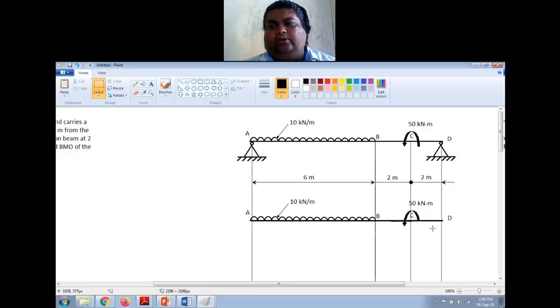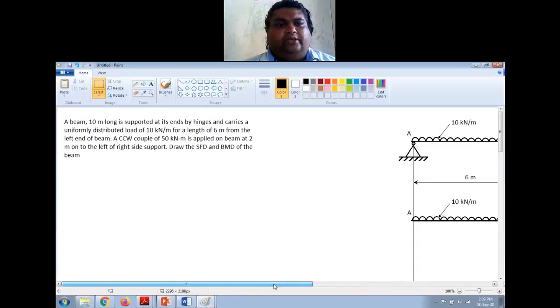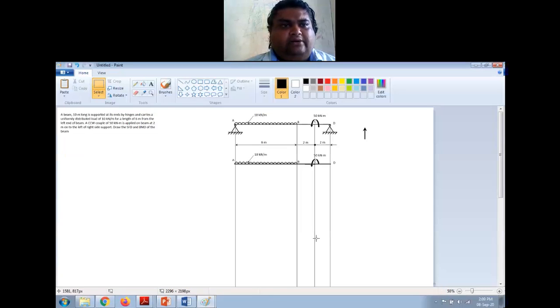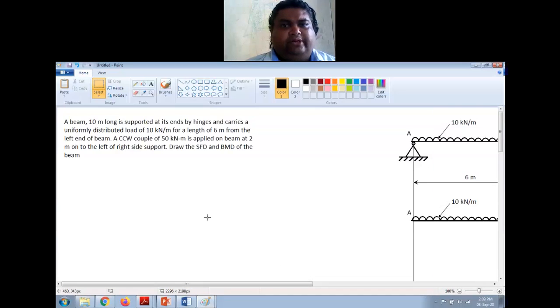Now I am not sure about the reactions, because whenever you have a couple like this acting on the beam, the reactions sometimes become reversed in direction. In all the numericals we have seen, reactions were vertically upwards on the supports. Sometimes it can be downwards also. So for the time being I will not show the direction. Once I have calculated, I will show that. Okay. So now let us start finding the support reactions.